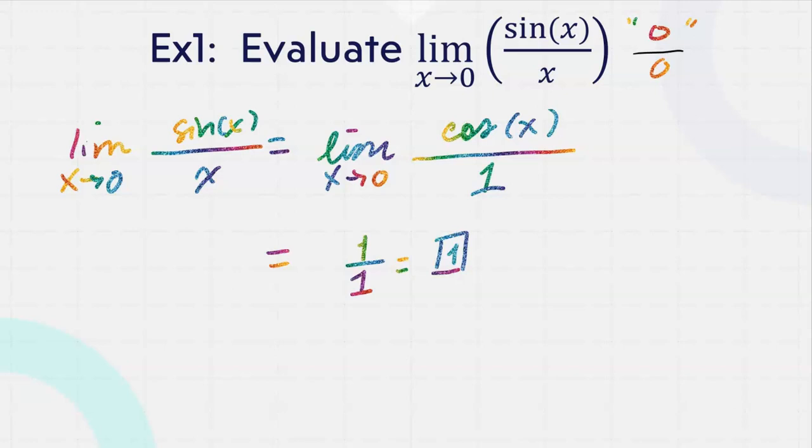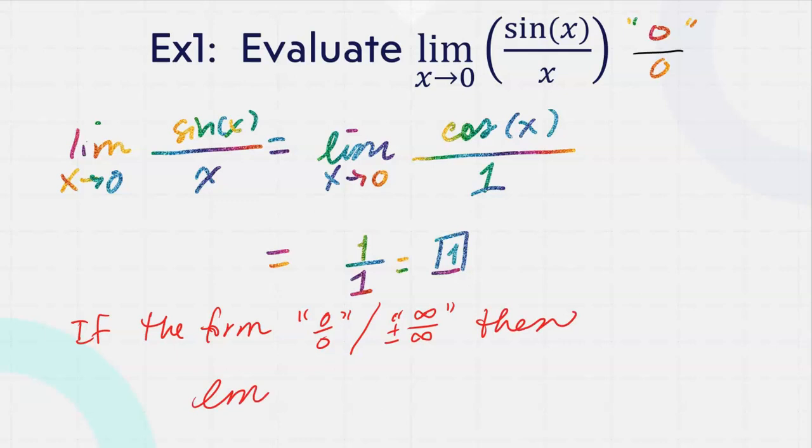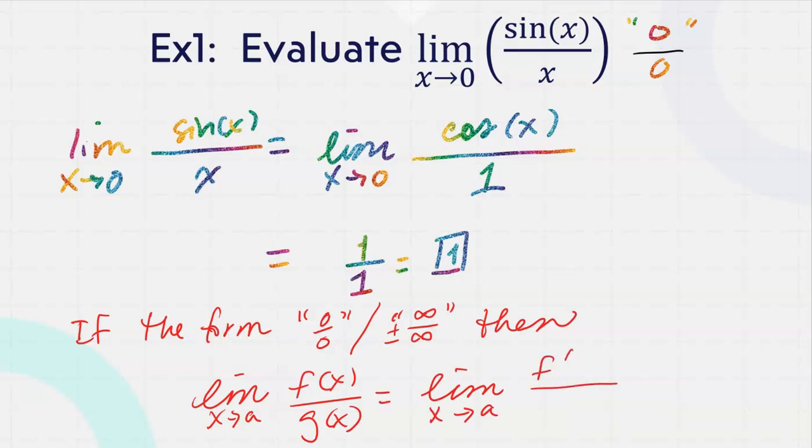Again, L'Hopital's rule says that if we have the form 0 over 0 or plus or minus infinity over infinity, then the limit as x goes to a of f of x over g of x is going to be the limit as x goes to a of the derivative of f divided by the derivative of g, not the quotient rule.